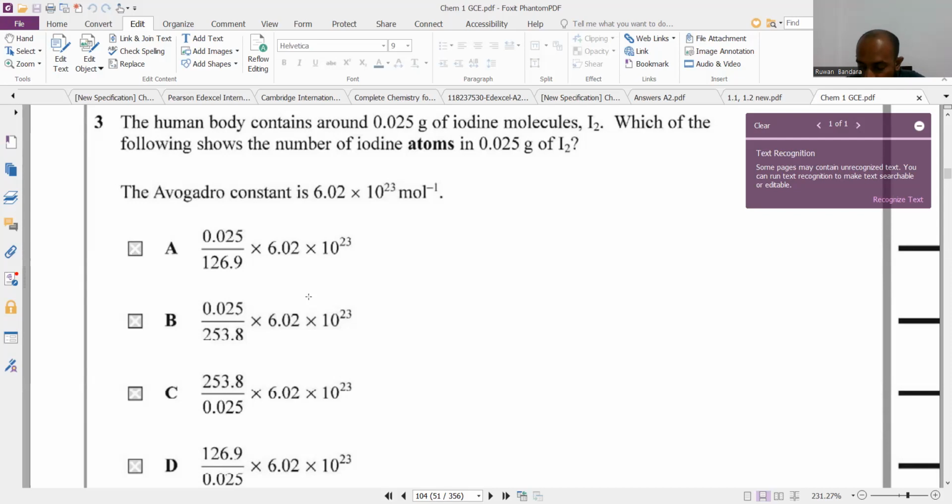Time's up. Who are for A then? Okay. Now we can discuss. Hands up for A. No one. B. Majority for B. C.